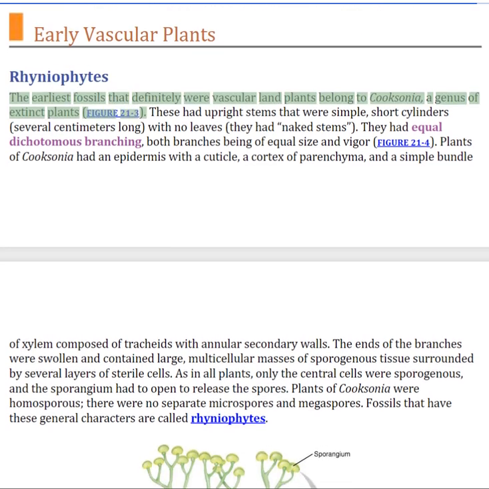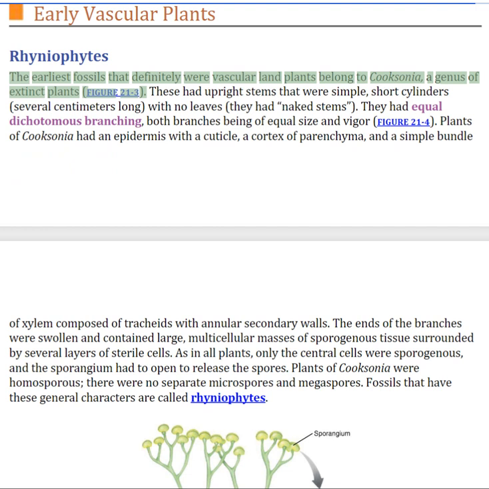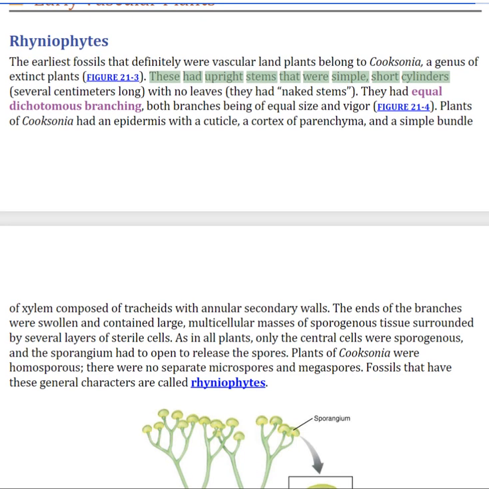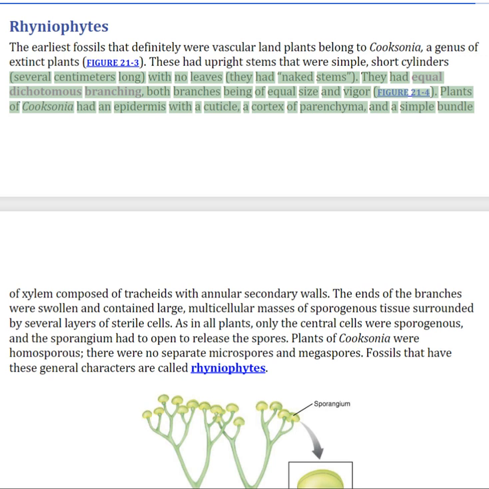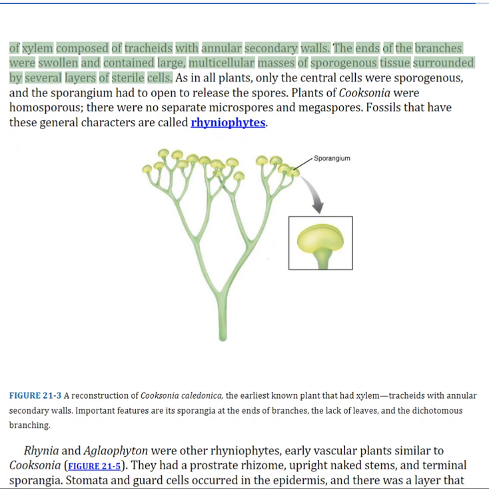Rhyniophytes. The earliest fossils that definitely were vascular land plants belong to Cooksonia, a genus of extinct plants. These had upright stems that were simple, short cylinders, with no leaves. They had equal dichotomous branching, both branches being of equal size and vigor. Plants of Cooksonia had an epidermis with a cuticle, a cortex of parenchyma, and a simple bundle of xylem composed of tracheids with annular secondary walls.